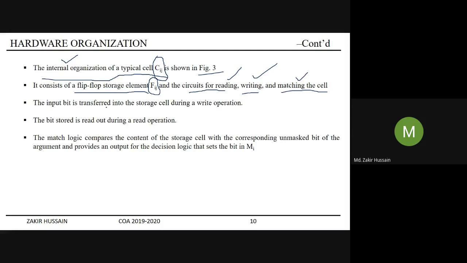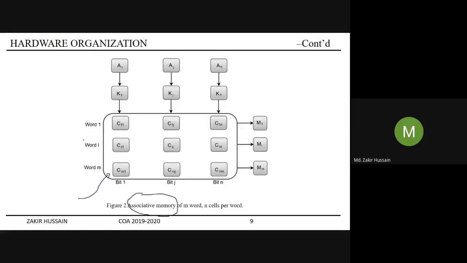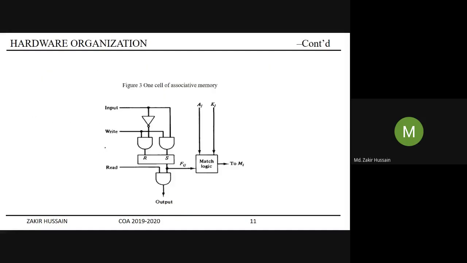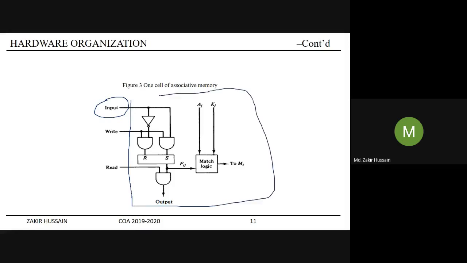The input bit is transferred into the storage cell during the write operation. Input bit, you see the input bit here. This input bit is here somewhere, here we show you. This is the internal one cell. This is your Cij.